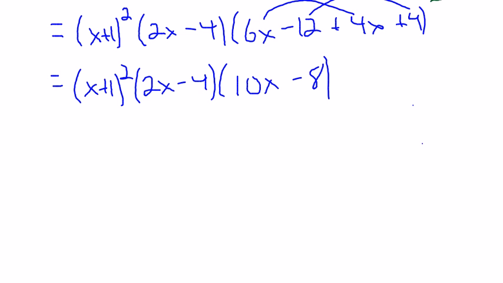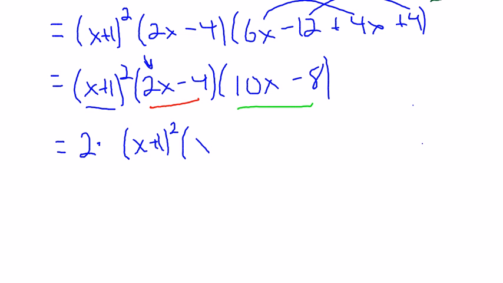So you'll notice that this term has a factor of 2 in it, and then this term also has a factor of 2 in it. So what I'm going to do is pull out the 2 from the red piece and write it as 2 times, and I'm going to leave a little gap, you'll see why. So this guy stays the same, x plus 1 squared. When I pull the 2 out of the red piece, I get 1x minus 2.